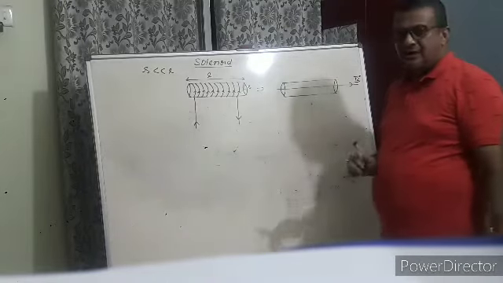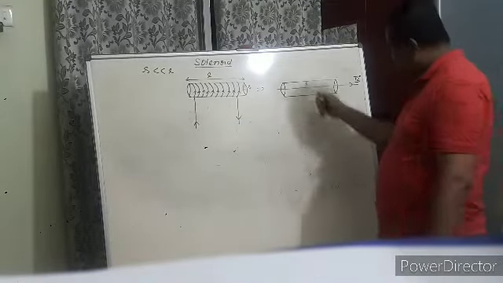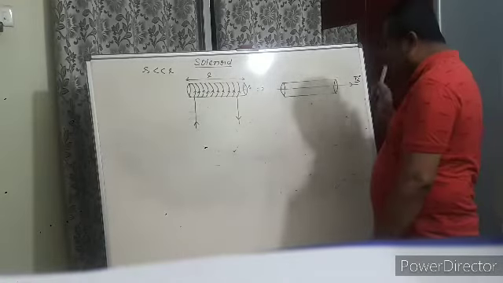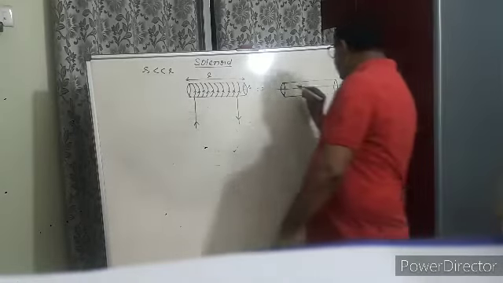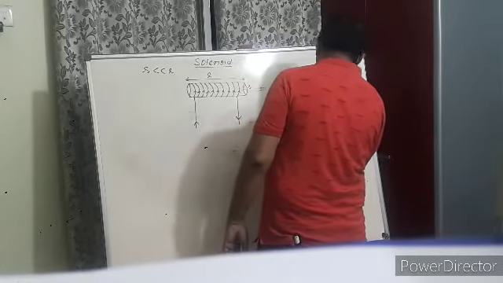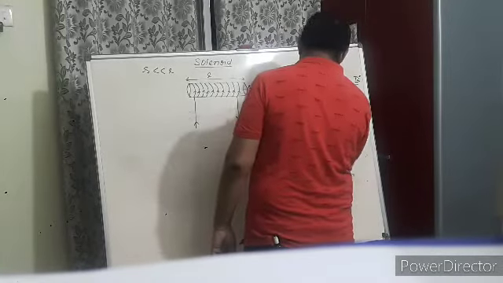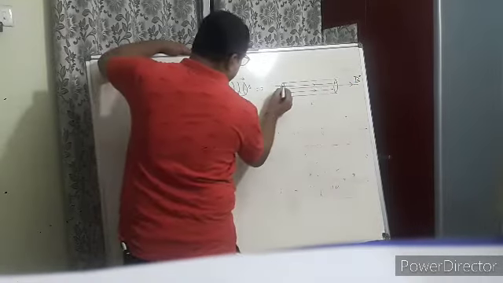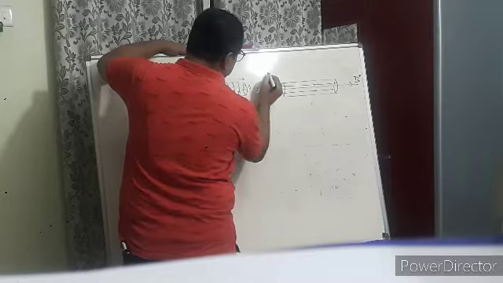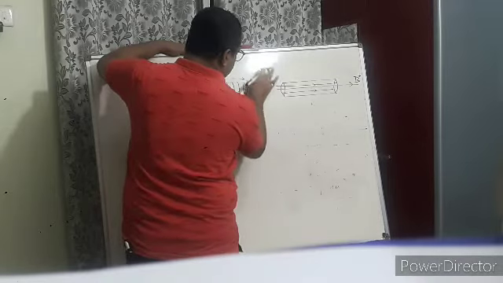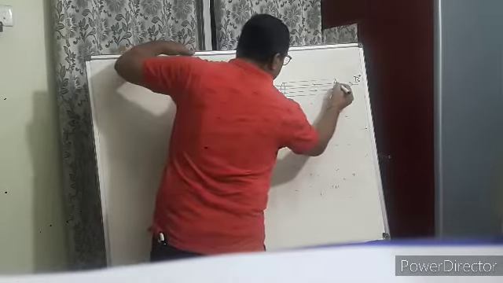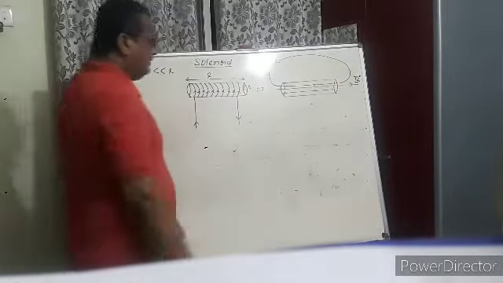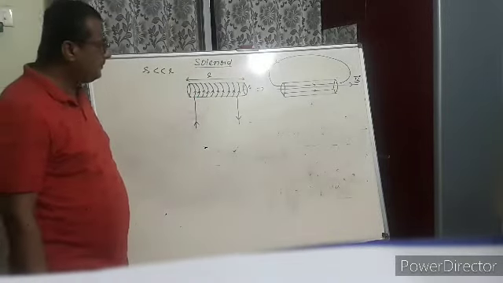This direction may be this side also, because it depends on the front view. So this direction may be this side or this side. This is the direction of the magnetic field. Several magnetic field lines will be parallel, but at the edge they will turn, like that. This is the direction of the magnetic field.